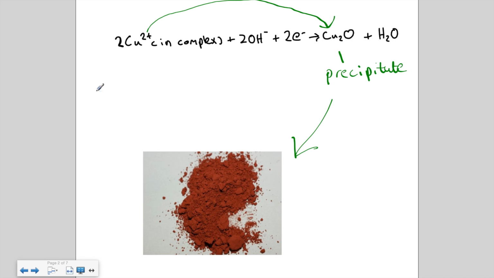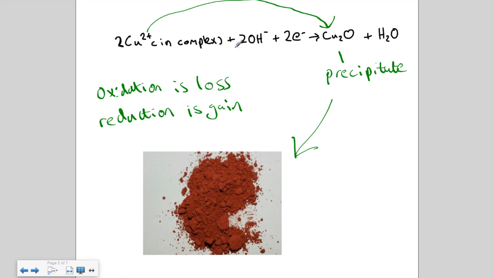Remember, if you remember your OIL RIG: oxidation is loss, and reduction is gain. So this copper has gained electrons to give it a +1 oxidation state. That's why we say the copper has been reduced. It's gained electrons.